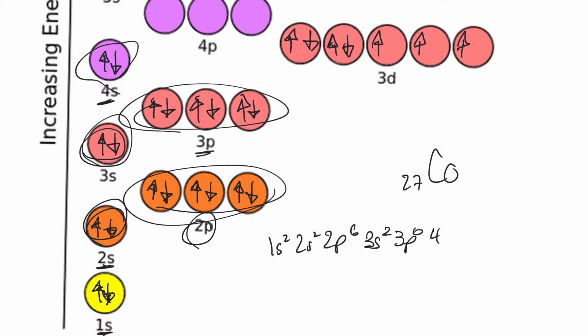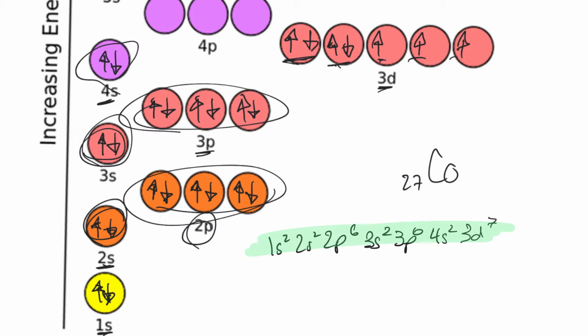4s2, all right, there's 2 of them. And then we have 3d. How many do we have? Well, we have 2, 3, 4, 5, 6, 7. So 3d7. So this will be the electron configuration for cobalt. All right, so that's one way of doing it.